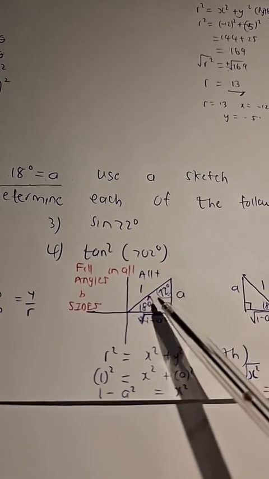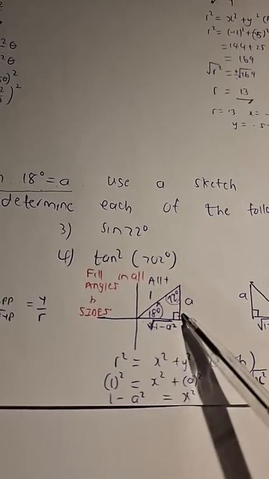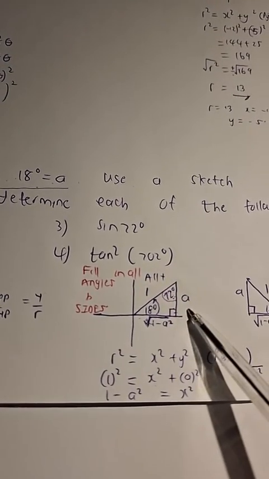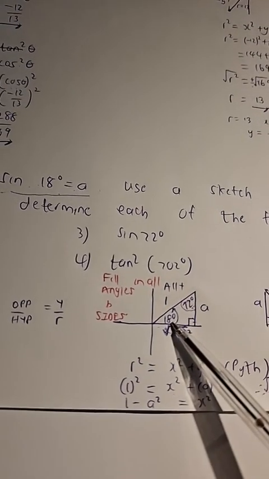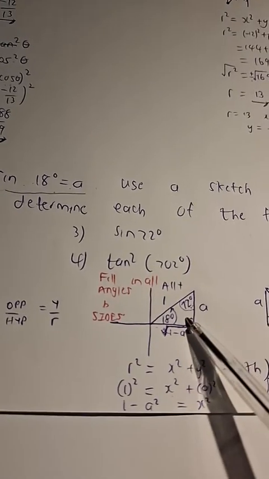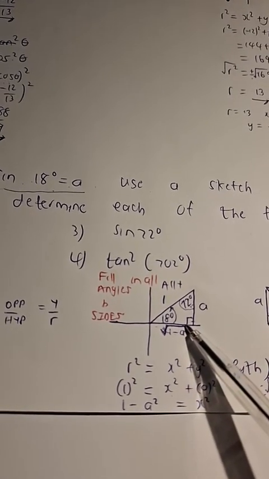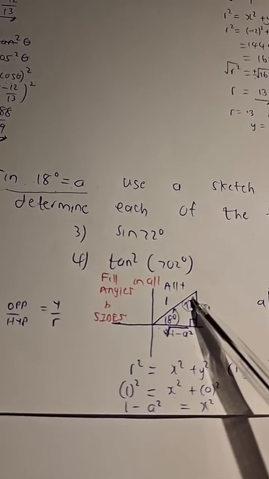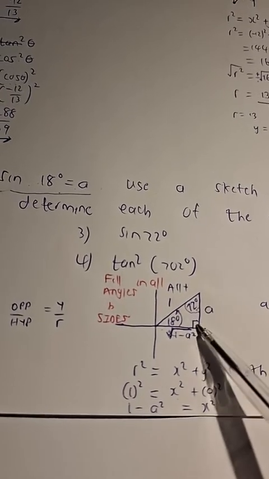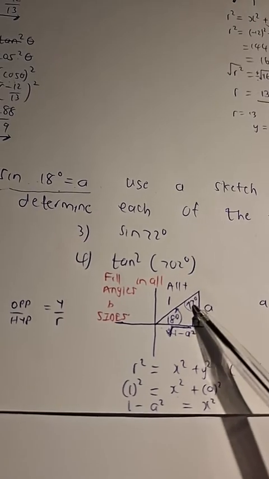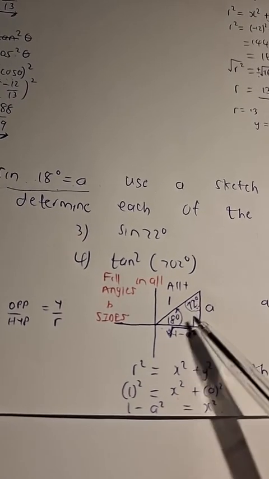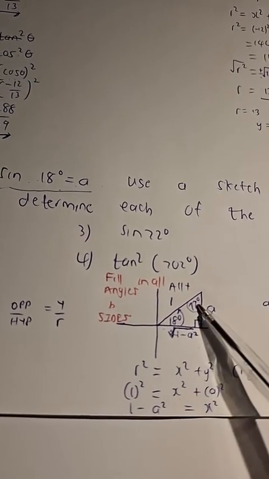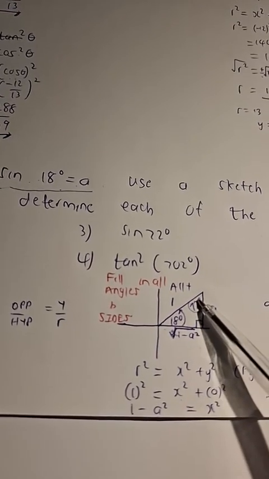Okay, because I said that we fill in all the angles inside the right angle triangle. We initially had 18 degrees. We had that 90, obviously, which is standard, always there. Then to find this angle, I said you need to use the sum of angles in a triangle. If that's 90, if that's 18, what's missing? It's 72 degrees. 180 minus 18 minus 90 gives us 72 degrees. So this is 72 degrees.